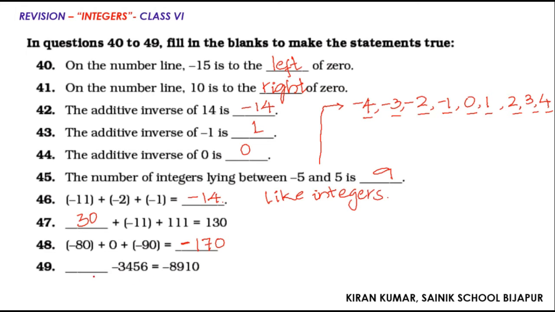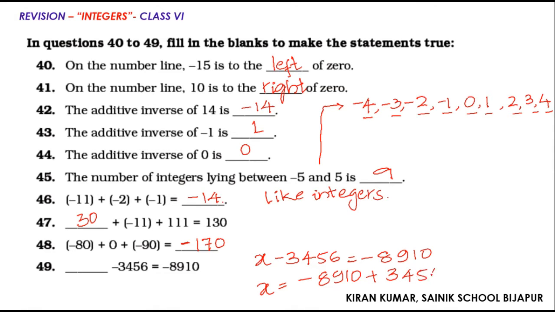Question 49. Dash minus 3456 will be equal to negative 8910. What will be this number? Whenever it is like this, I can make this into an equation form and solve it in an easier way. So x will be equal to negative 8910 plus 3456.